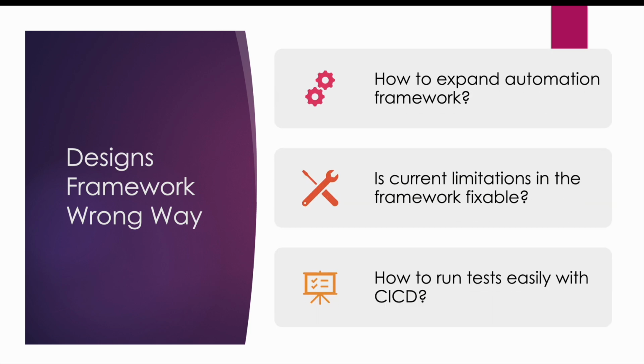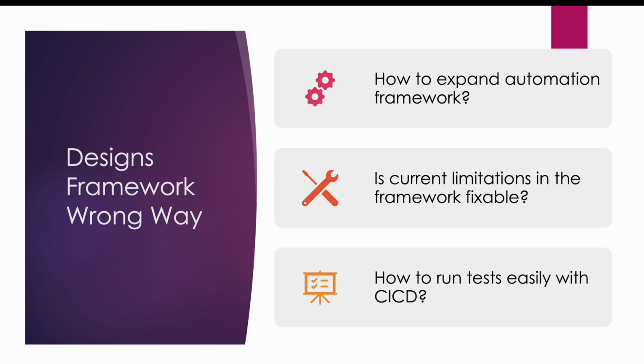The second thing is designing the framework the wrong way. While designing the framework, sometimes we don't look at the coming years, like how it will be in 3 or 4 years. So we don't take care of how to expand the automation framework. For example, right now your website is in English, and in future global support for localization will be added, like Swedish, French and other languages. So how will your UI automation take care of these language changes? Those things should be taken care of while designing the framework only.